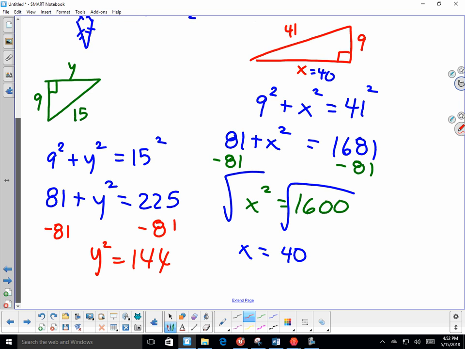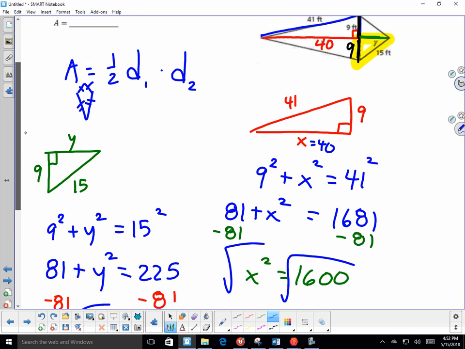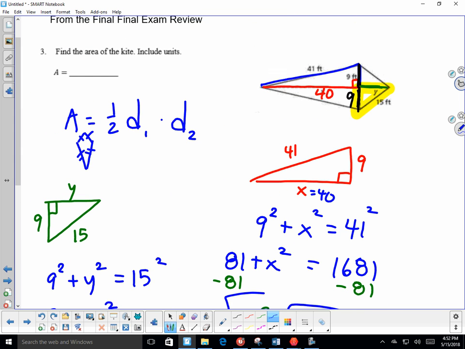And so in this case, when we take the square root, plus or minus, but we don't need the minus, so we just get y equals 12. So if y is equal to 12, let's go back up to our picture. If this length here is 12, then our kite, if I can drag this down a little bit.